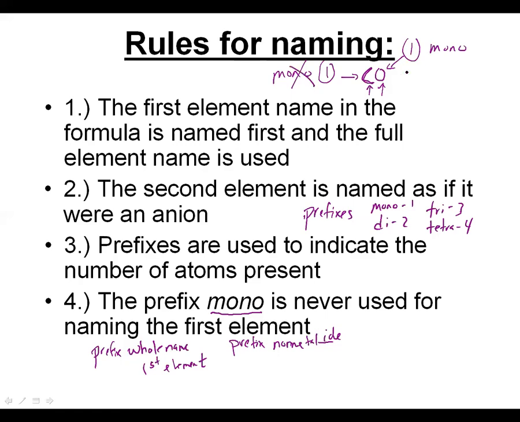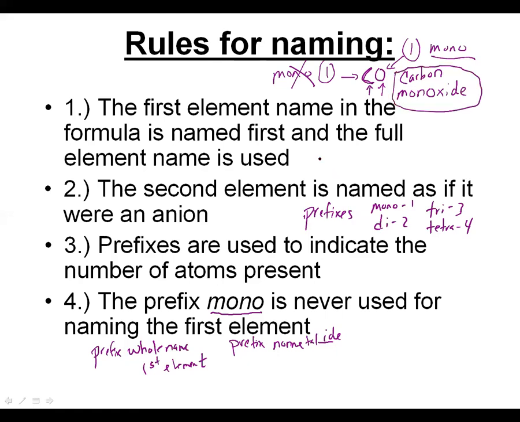So if we were to name this, we just use the whole element, which would be carbon. And then the second one is oxygen, which we would name like normal, becomes oxide at the end. But we do put the prefix on the second one, and this would become monoxide. So carbon monoxide is what this name would be.